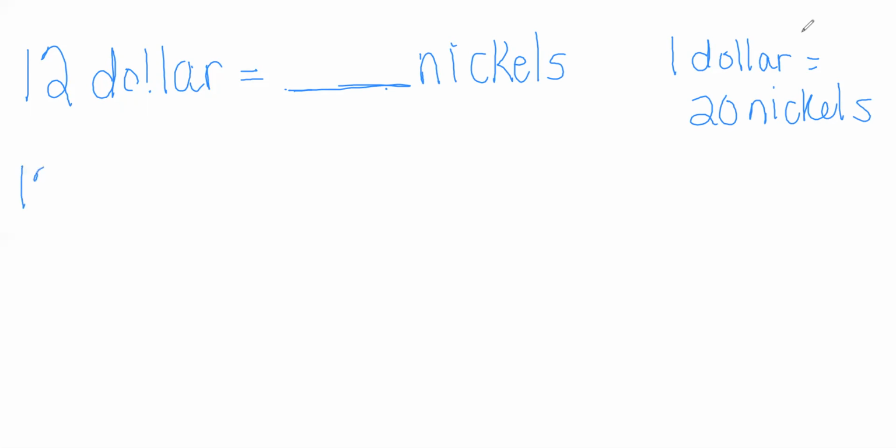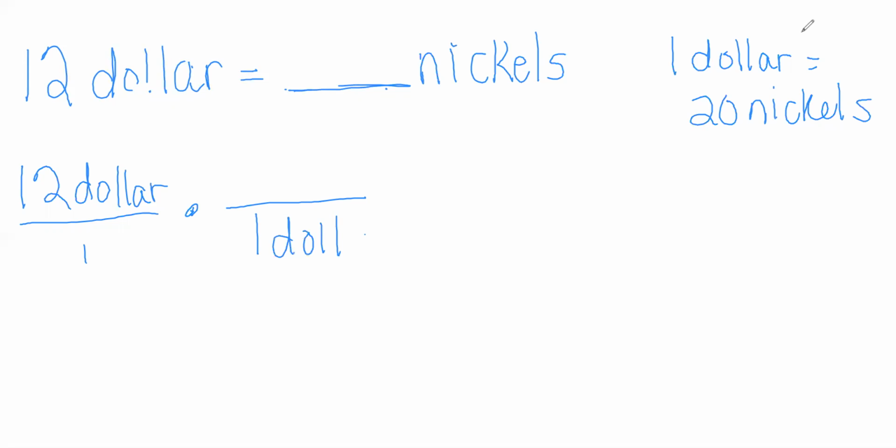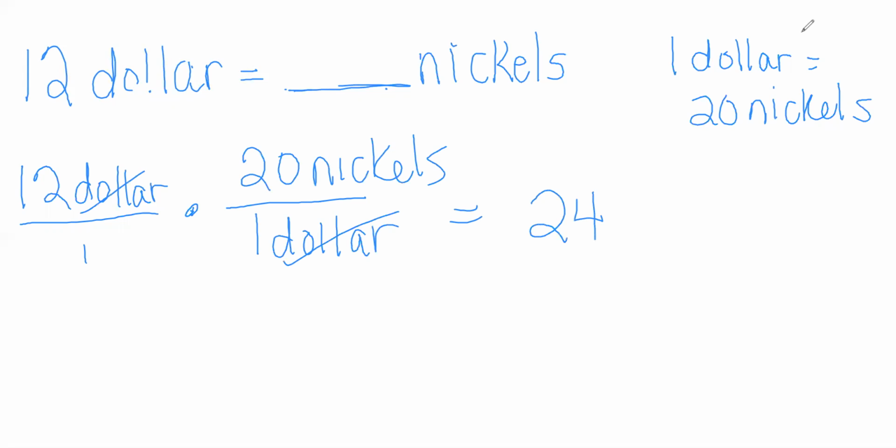All right, so we start with what we're given. Okay, and in order to make this dollar disappear, this dollar unit, we put the dollar on the bottom. Okay, and we said that $1 is equal to 20 nickels. Okay, eliminate the dollar unit, and then you are just going to multiply now. 12 times 20. That gives you 240 nickels in $12.